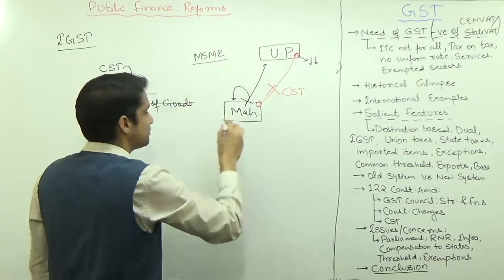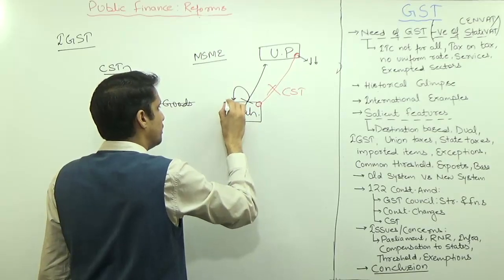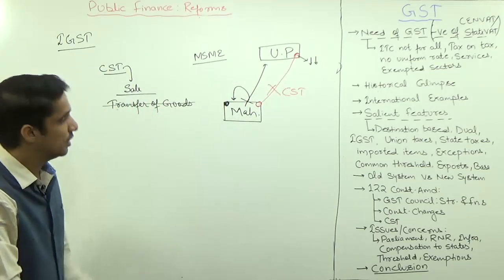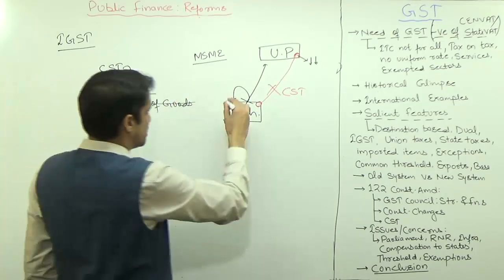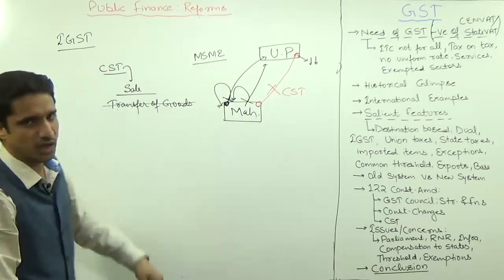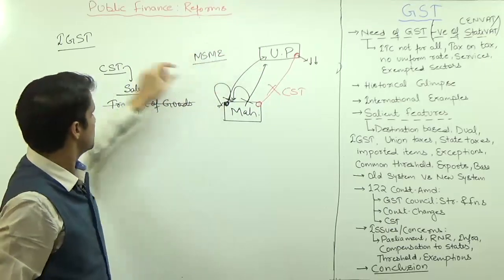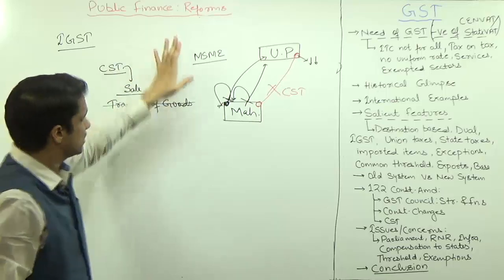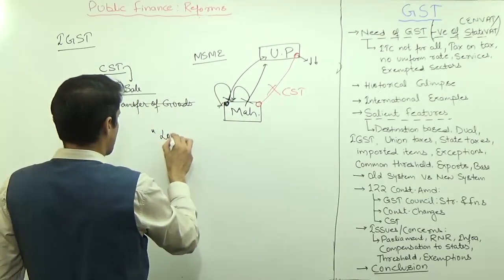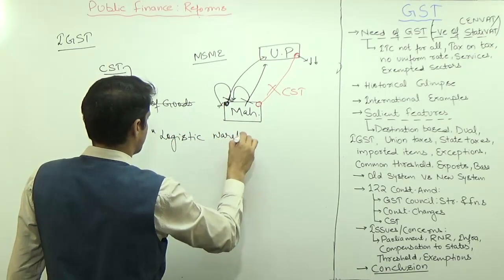Suppose you have an MSME. MSME cannot afford to maintain warehouses in all these states, but a big company can afford. So this MSME was selling through the normal channel, and when you are selling through the normal channel, you have to pay CST, and when you have to pay CST, the final market price will increase. So this existing system of CST, central sales tax, was being misused by big companies using this concept that is known as logistic warehousing.